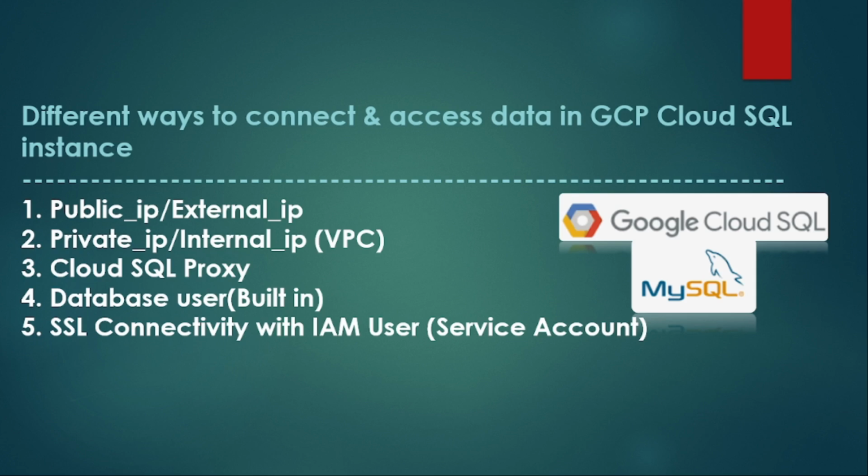So we usually have two kinds of users. One is a built-in user and the other is an IAM user. IAM means Identity and Access Management user. In today's session, we will start by creating a database user. How are we going to log in with this database user to connect to the GCP Cloud SQL instance?